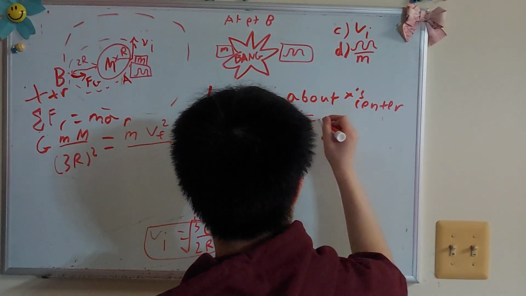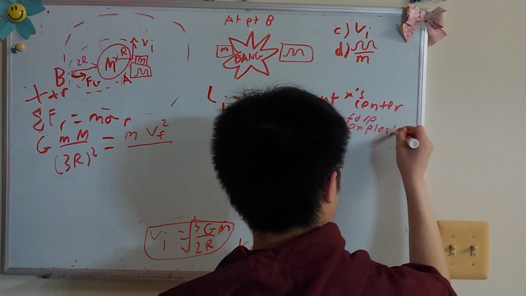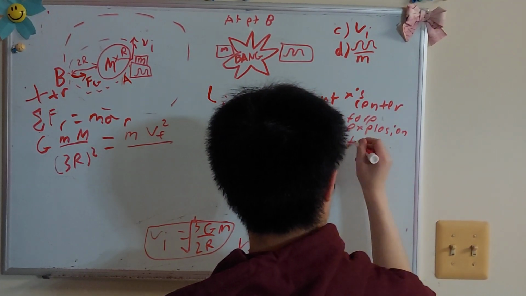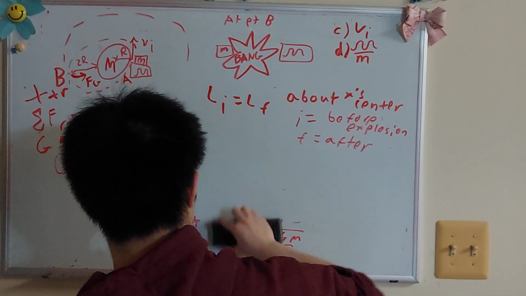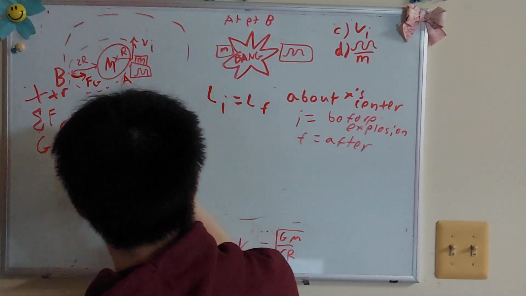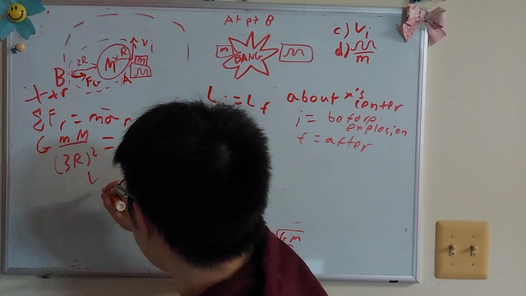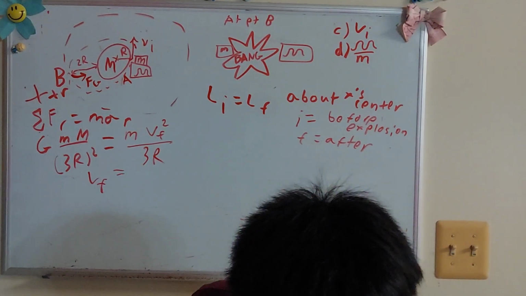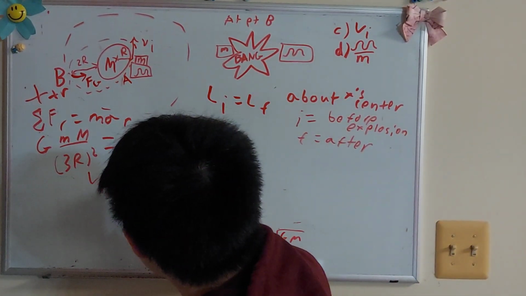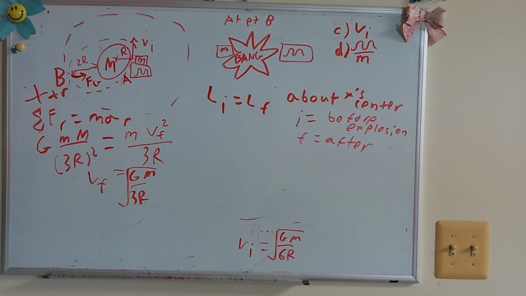Now we need to find what the new initial is before the explosion. I is initial and F is after, which means that the vf from the last problem is now our vi. Anyways, we end up getting that the final velocity of the satellite should be the square root of GM over 3r. Am I getting that right? Yes, I am.